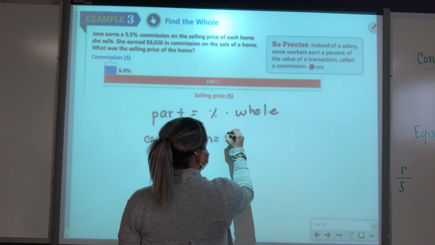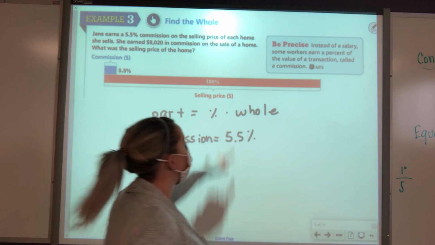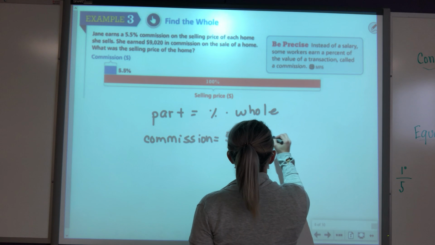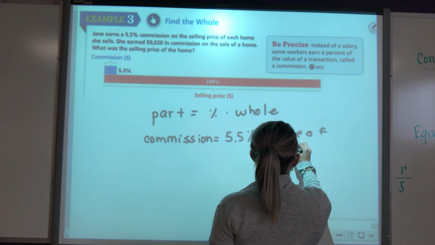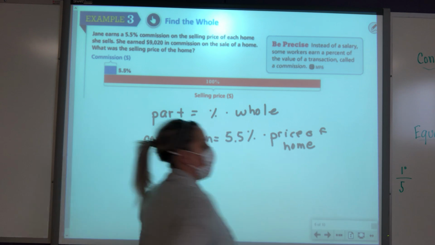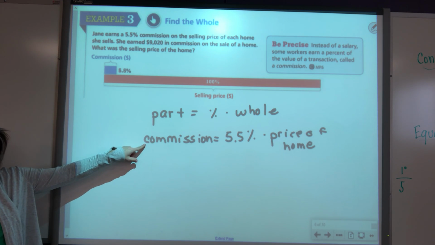Her percent is 5.5%, and the whole value is the price of the home. So how much commission did she earn? Are you sure you don't know?